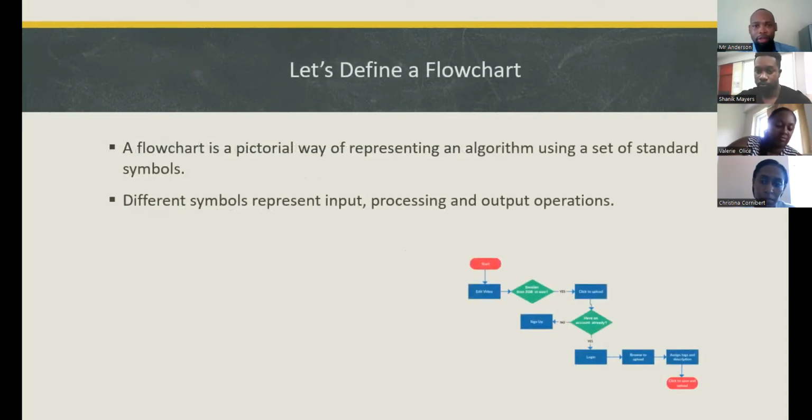Okay, let's define a flowchart. What is a flowchart? A flowchart is a pictorial way of representing an algorithm using a set of standard symbols. Different symbols represent input, processing, and output operations. So instead of drawing a table, instead of writing pseudocode, we now get to draw our algorithm or solutions to our problem. Okay?